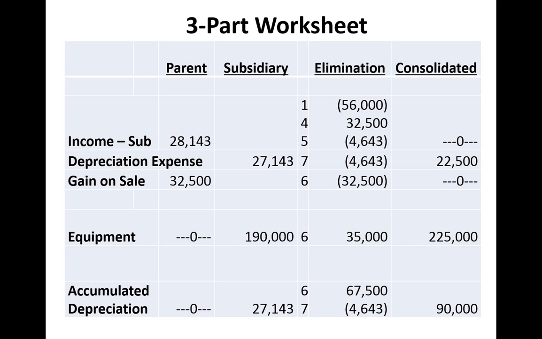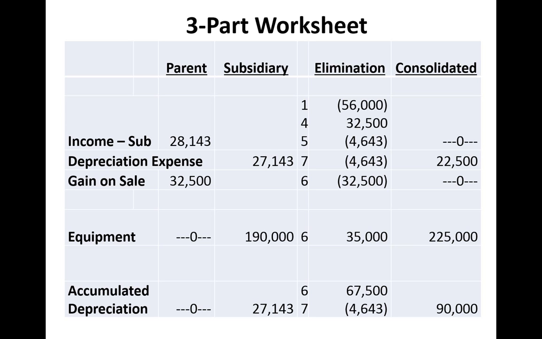Let's go down to the gain on sale. EJE 6 eliminated that gain on sale. And also in EJE 6 we did a couple of things. We won on the equipment. We reestablished the equipment's value to $225,000, which is what we originally paid for it. The other thing that we see is that with EJE 6 and 7 in accumulated depreciation, we bring the accumulated depreciation total to its correct value.